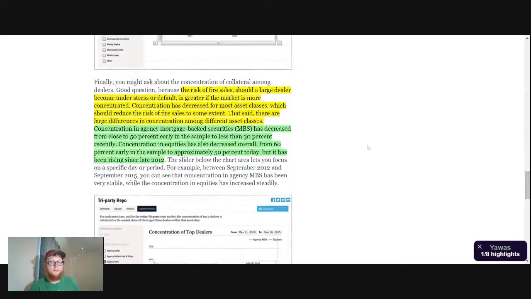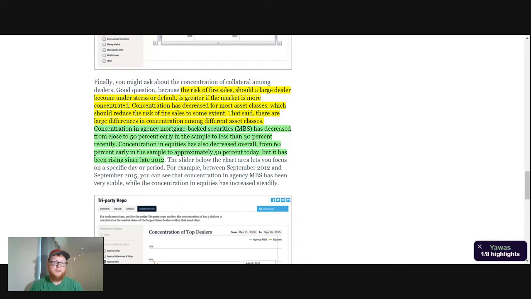They also bring in concentrations. So basically, the more concentrated a specific form of collateral is in terms of dealers, so if one large dealer has the majority of a certain type of collateral, then the risk of fire sales, as they put it, is a lot higher since the market is more concentrated. They say concentration has decreased for most asset classes, which should reduce the risk of fire sales to some extent. That said, there are large differences in concentration among the different asset classes.